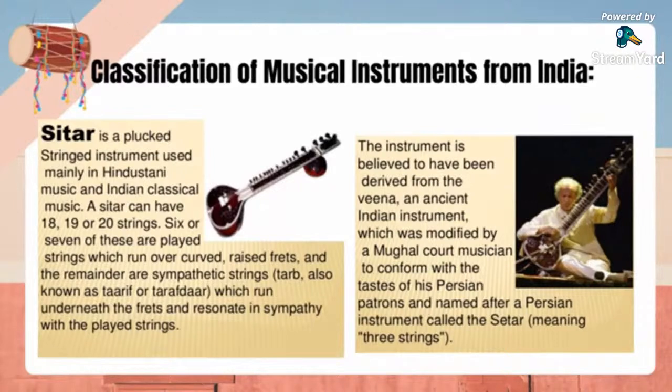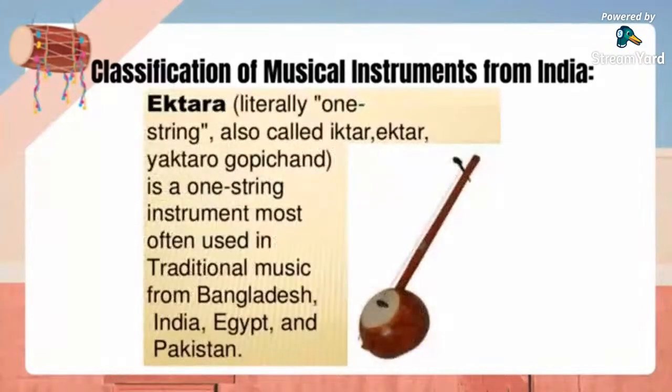setar, meaning three strings. Ektara, literally one string, also called iktar, ektar, yaktar or gopi chand, is a one-string instrument most often used in traditional music from Bangladesh, India, Egypt, and Pakistan.